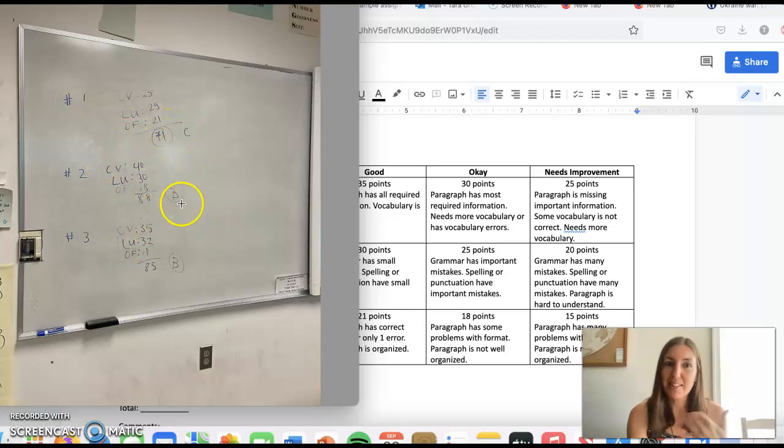So the first one was a C, and the second 2 were a B. At the end of that activity, I asked, do you understand the rubric a little bit better now? Do you see what we're looking for in the paragraphs? And they all said yes, that now they understood a lot better, and that especially for the content, the checklist I gave them helped a lot, where they could see that if it only has 8 or 9 sentences, it's not going to get full points on content.